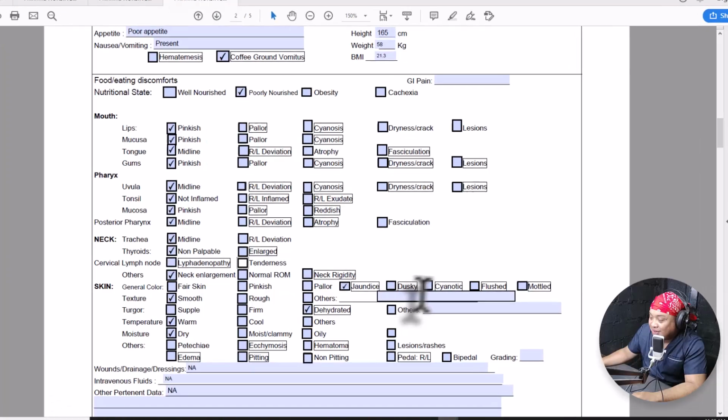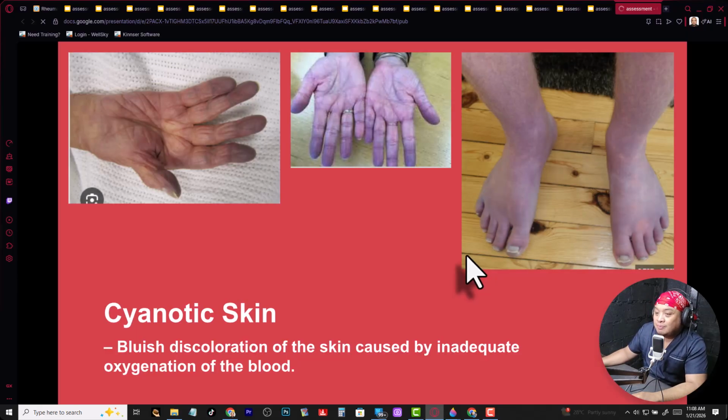Okay, let's move on. So we have also cyanotic. So cyanotic is kind of a little bit different. But again, when you say cyanotic, blue.